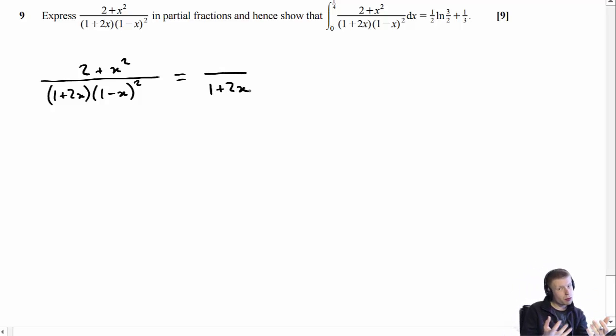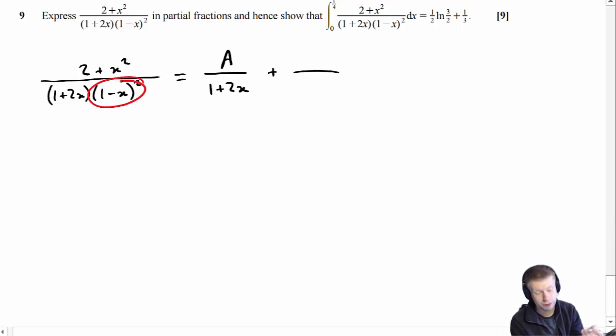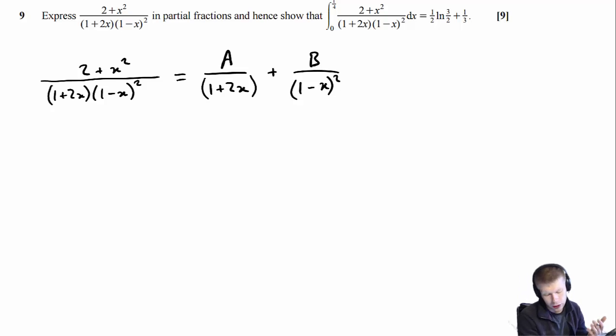But we don't know what's going to be on the numerator, so we just write a letter there. I'm going to call it a. Then we add that to another fraction where the denominator is our other factor, 1 minus x all squared. Again, we don't know what's on the numerator, so we just write b. So the number of fractions I have corresponds to the number of factors, okay?